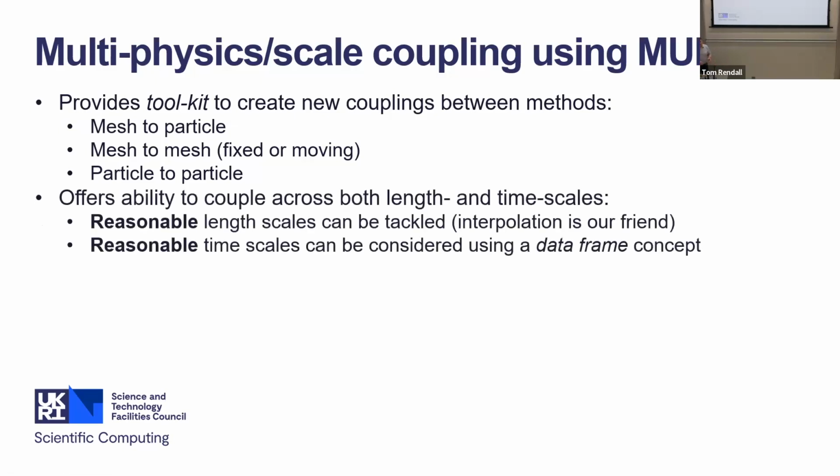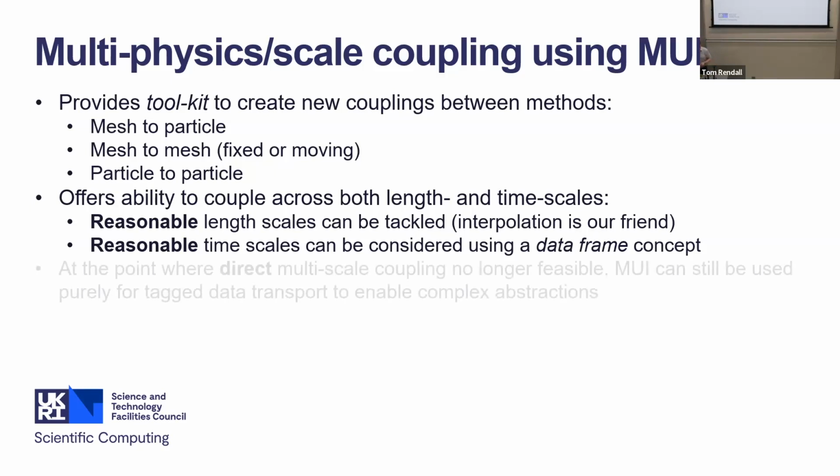And it offers the ability to couple across both length and timescales, as the name suggests. In actual fact, the majority of our use cases are what I would refer to as multi-physics. So despite it being called the Multiscale Universal Interface, it's all about being able to couple together codes and transfer data between them. Where you have reasonable length scales in a multi-scale problem, that can be tackled through the various aspects of this toolkit that I'll show you in a second. Where you have reasonable timescales, that can be considered as well.